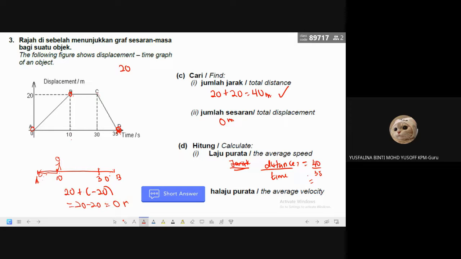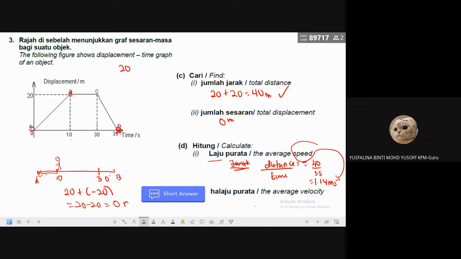So I will get 1.143, okay, or 1.14. So 1.14 ms negative 1, of course, because this is a speed, right? So speed, the unit is ms negative 1, same as velocity. Okay. But how about the average velocity?